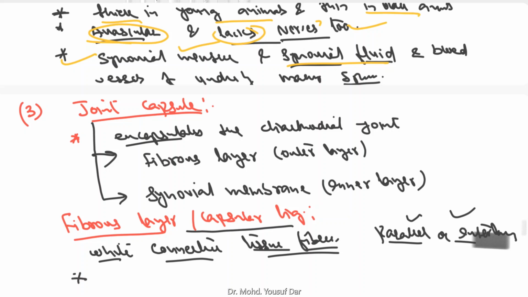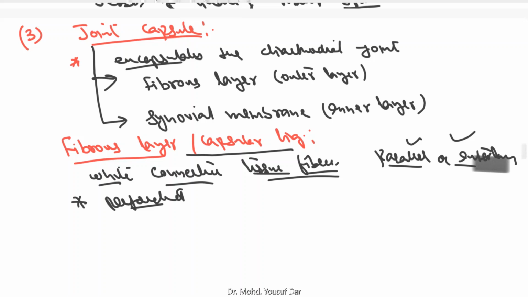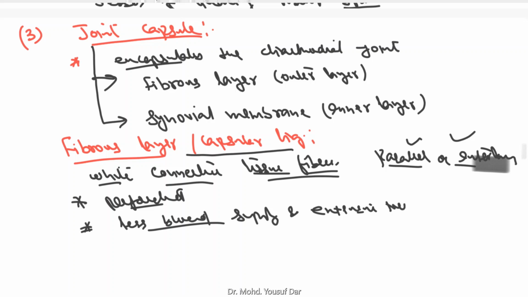This fibrous layer is perforated, which allows the passage of blood vessels and the nerves. The fibrous layer has a less blood supply and an extensive nerve supply. So the blood supply in it is less, but the nerve supply is very high.